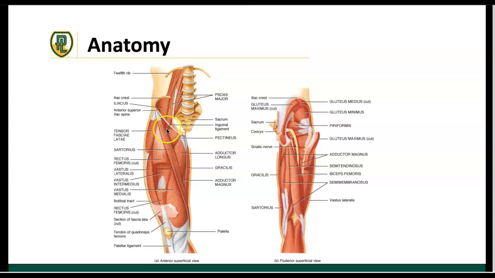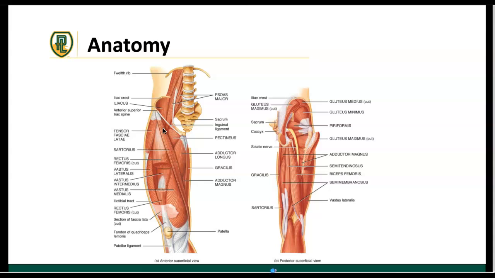Now the psoas muscle, because it's a two-joint muscle, is going to aid in obviously stabilizing the abdominal cavity or thoracic cavity, or lumbar cavity. And then in addition to that, it is also a hip flexor, right? So it moves or drives hip flexion.